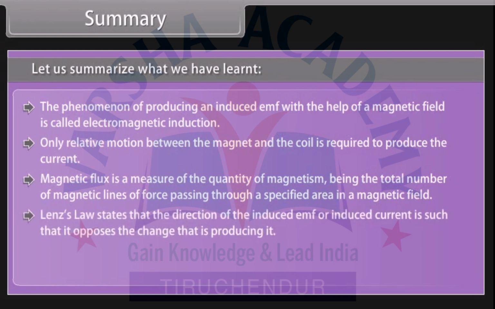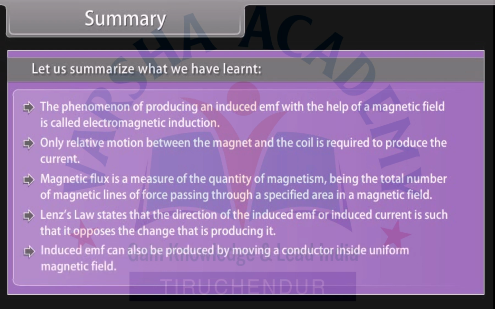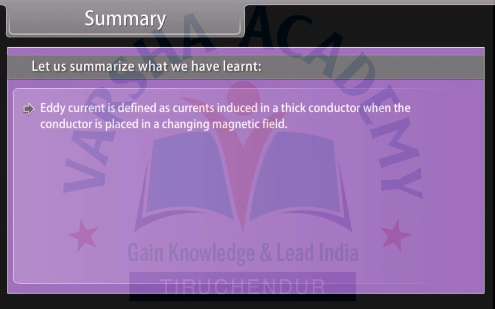Lenz's law states that the direction of the induced EMF or induced current is such that it opposes the change that is producing it. Induced EMF can also be produced by moving a conductor inside a uniform magnetic field. Eddy current is defined as currents induced in a thick conductor when the conductor is placed in a changing magnetic field.